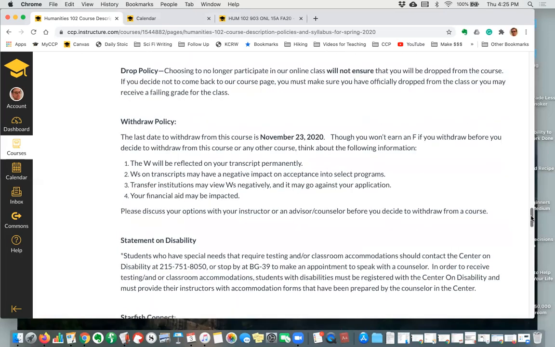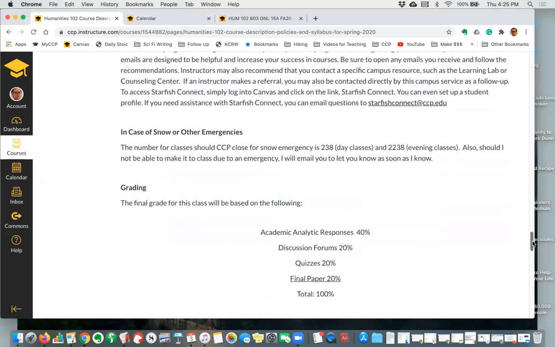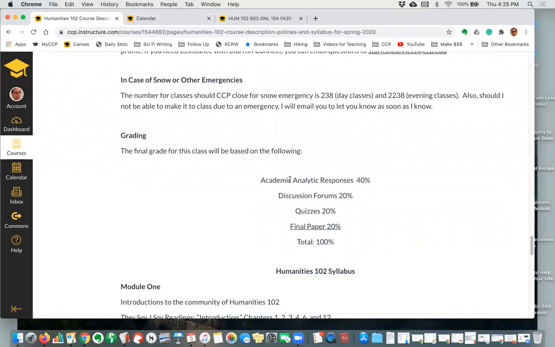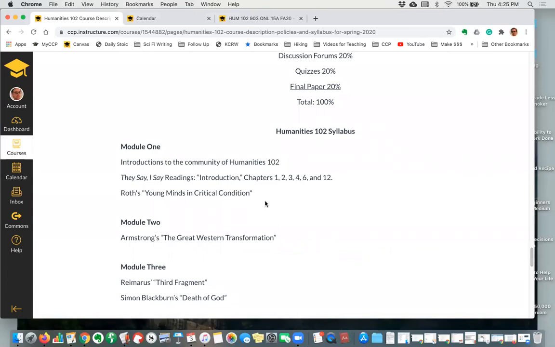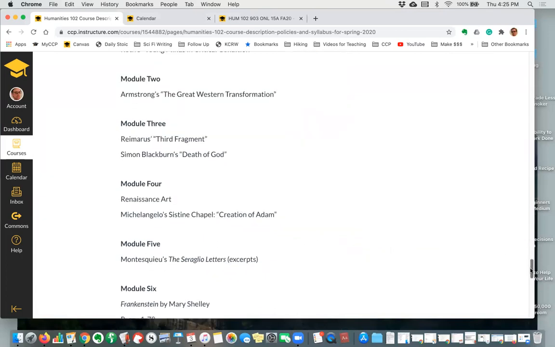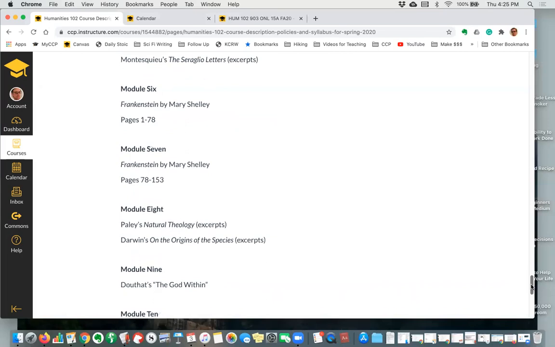Finally, there's more things here you really ought to read yourself, but here's the way the class is weighted. 40% of your grade is going to be the analytic responses, 20% discussion forums, 20% quizzes, and 20% for your final paper. And then on the bottom, here's the calendar, everything you're reading. Every week, there's a reading or two, a quiz, an analytic forum essay, and a discussion forum, every single one of these, all right?